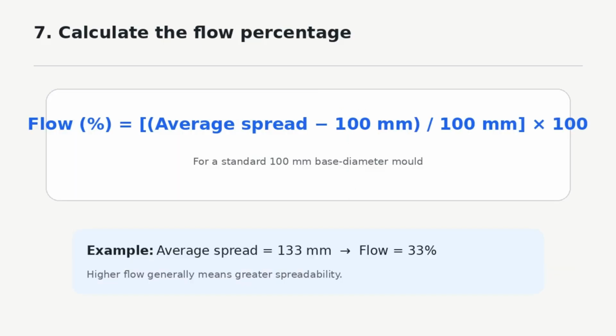For a standard mold with a base diameter of 100 millimeters, flow is the increase in average diameter expressed as a percentage of the original diameter. For example, an average spread of 133 millimeters gives a flow of 33%.